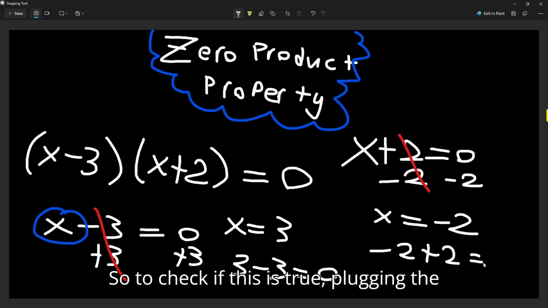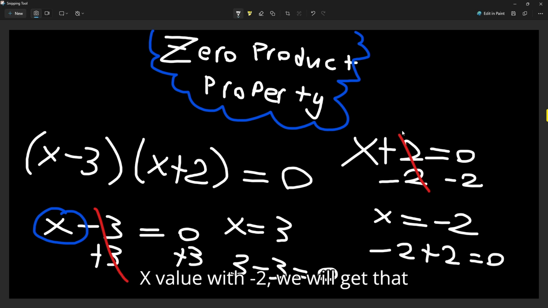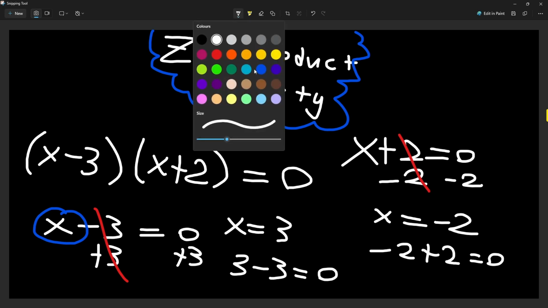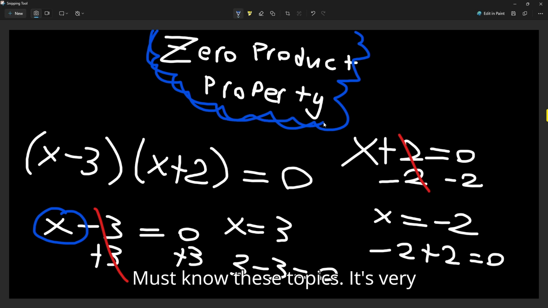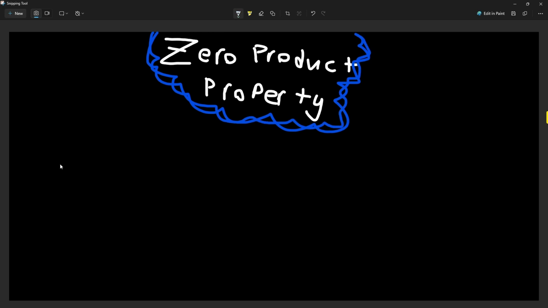So to check if this is true, plugging the x value with negative 2, we will get that negative 2 plus 2 is equal to 0. Must know these topics, it's very important. Let's try another problem.